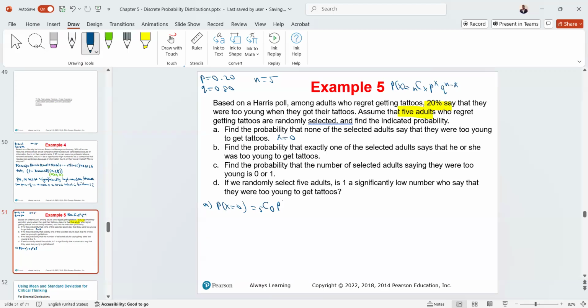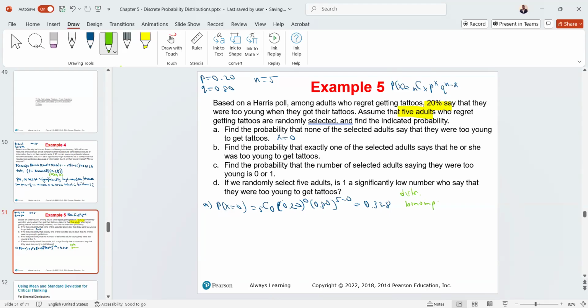Okay, so if you do that, what you would see, we're going to do 0.20 power 0, 0.80, which is Q power N. N is 5 minus 0, of course. Something you can do with your calculator also. Answer would be 0.328.